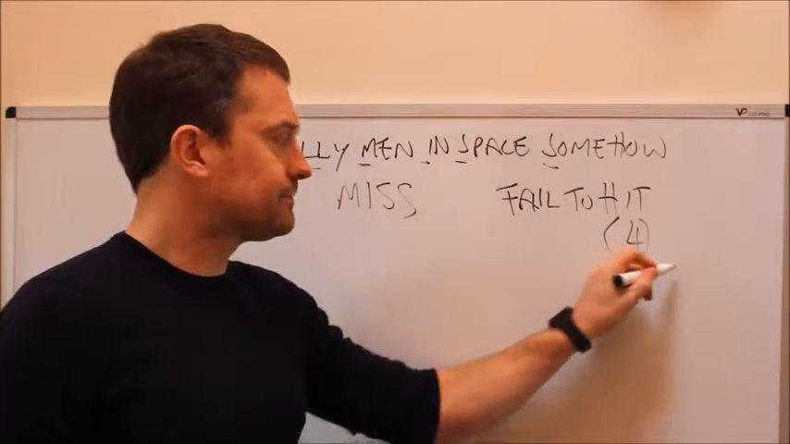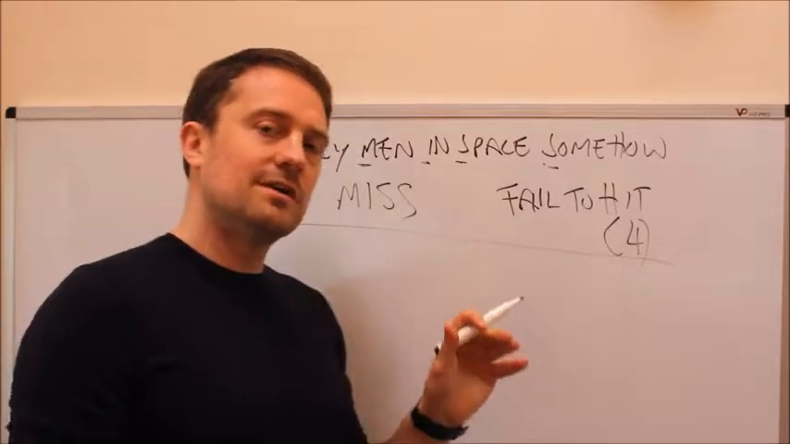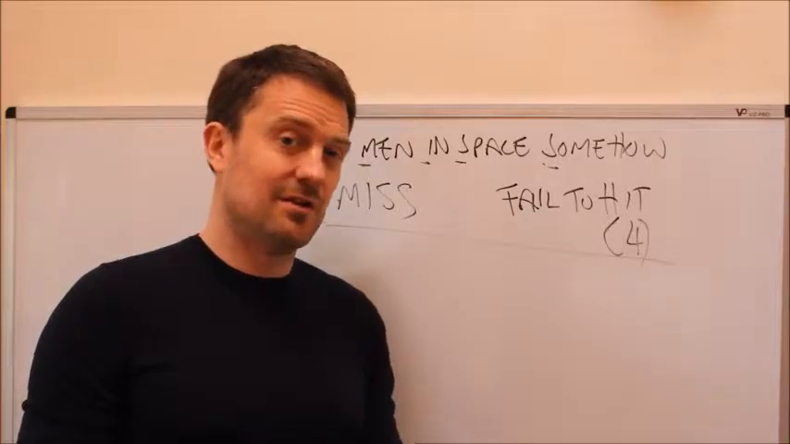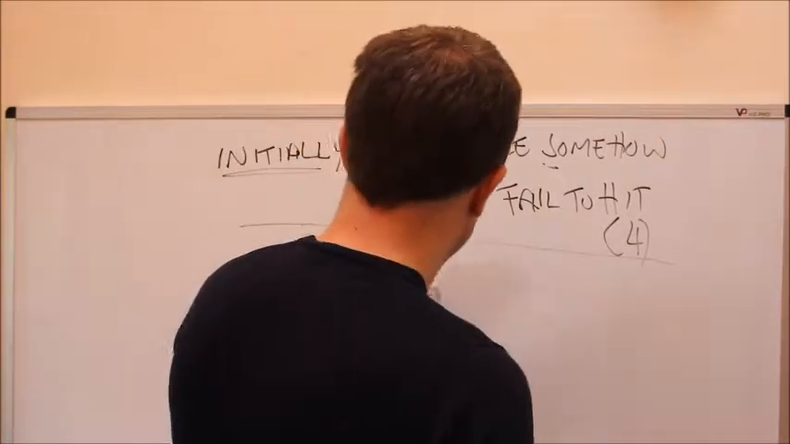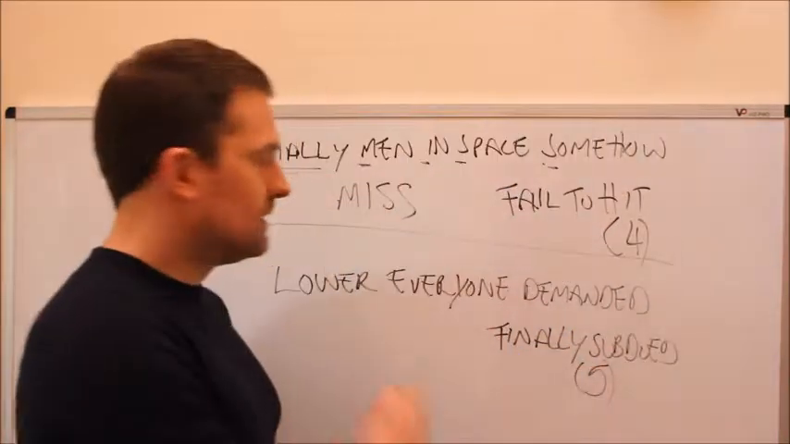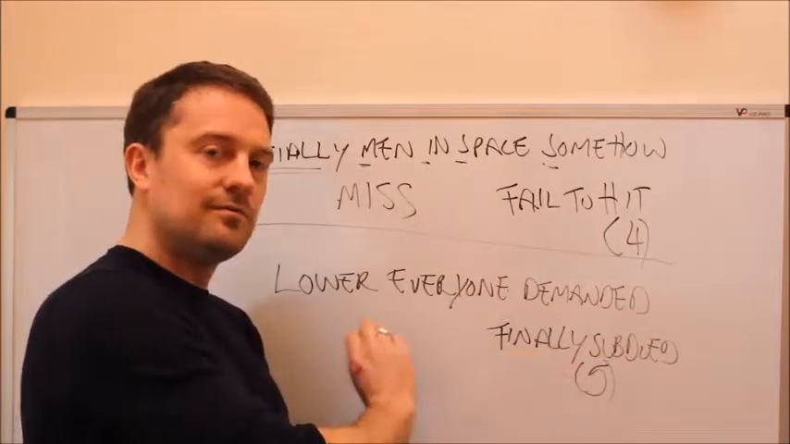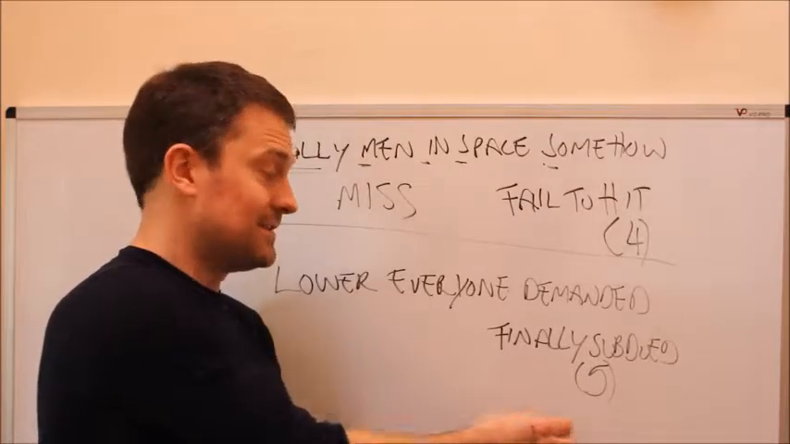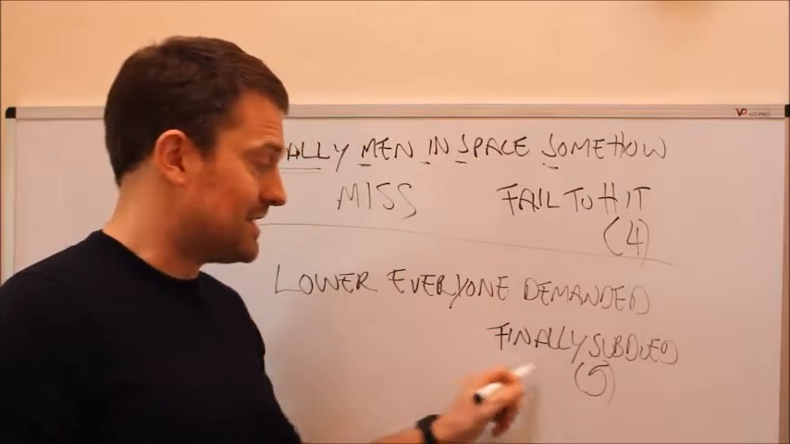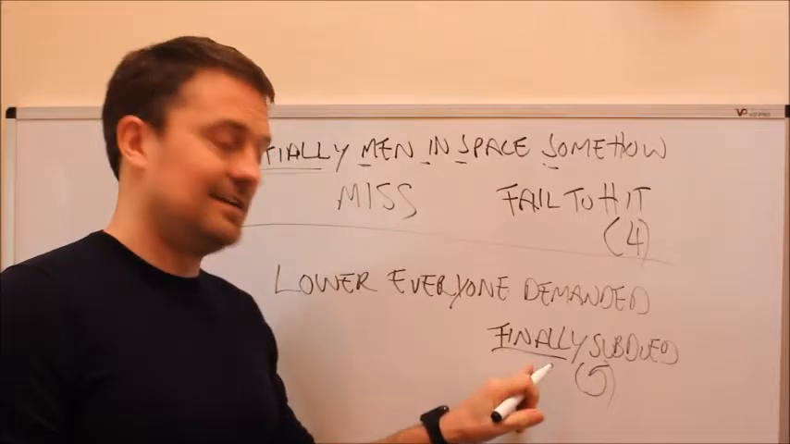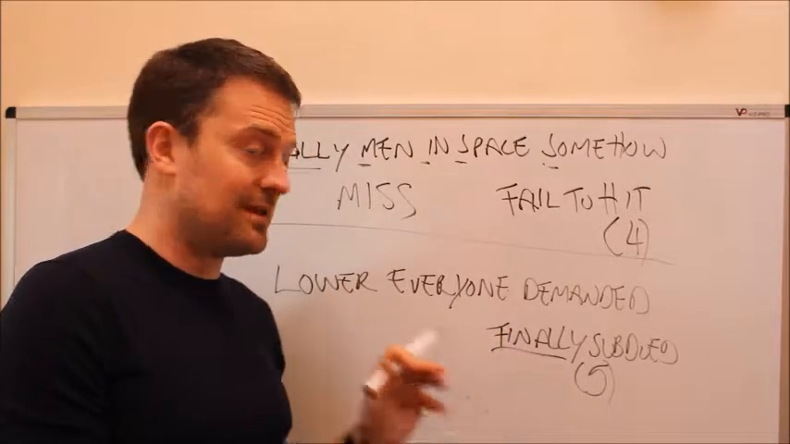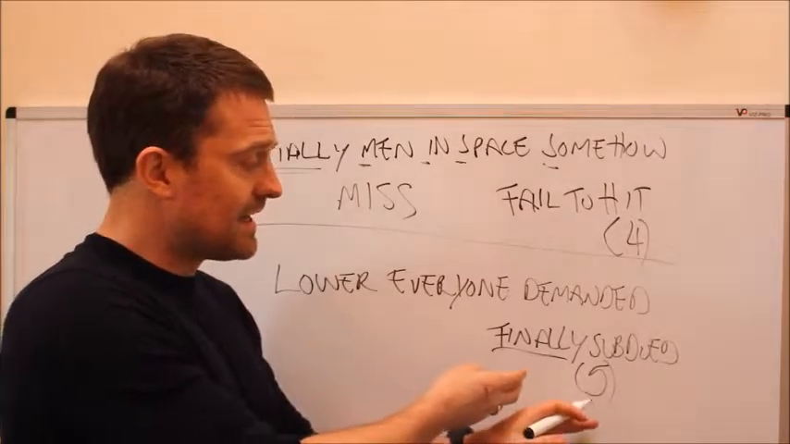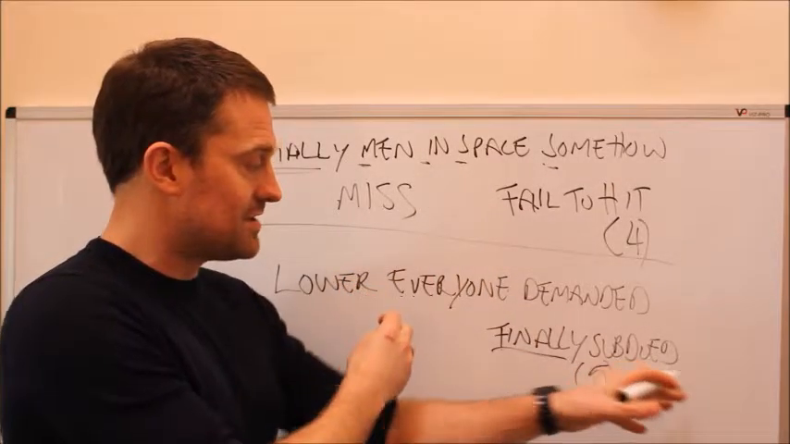But it also works as a fraction of functionality, and it can also be the last letter. So I'll have a quick look at an example of that. Lower, everyone demanded, finally subdued. Lower, everyone demanded, finally subdued. 5 letters. So obviously, from what we've been talking about just now, that indicates that you're using last letters of something. In this case, you've got to be looking at the words before, because there's only one D there.